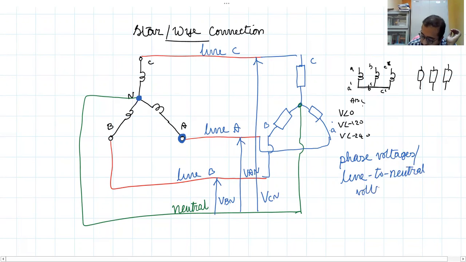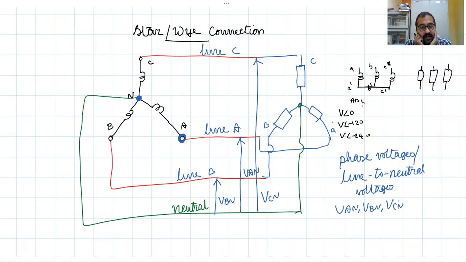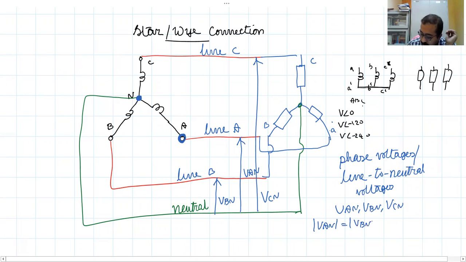Line to neutral voltages. Okay, so which are the line to neutral voltages or phase voltages here? VAN, VBN, and VCN. Okay, they are the respective voltages. Right? Now you see we are considering a symmetrical case. That means voltage magnitudes are equal. VAN will be equal to VBN will be equal to VCN. Let me take it to be say VPH.